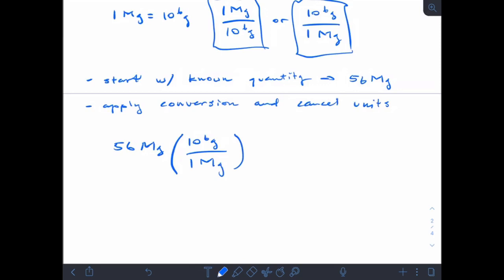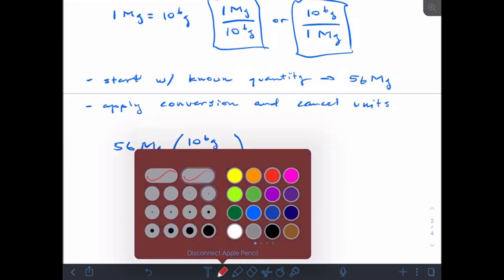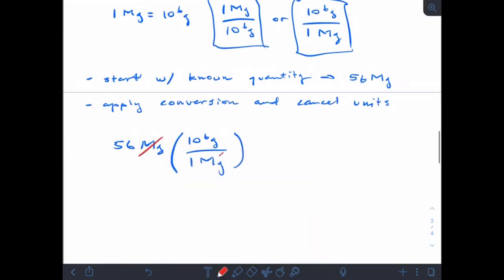All right, and so just like dealing with fractions and ratios, guess what happens? These units cancel each other out. So what I'm left with will be a unit in grams. So I'll end up with 56 times 10 to the 6 grams, which equals 56 million grams.